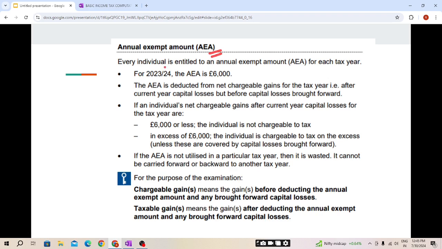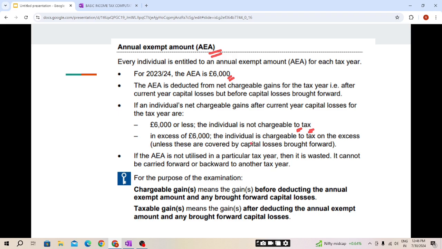Annual exempt amount. Every individual is entitled to an annual exempt amount for each tax year. For 23-24, the annual exempt amount is £6,000. The AEA is deducted from net chargeable gains for the tax year, that is, after current year capital loss but before capital loss brought forward. If an individual's net chargeable gains after current year disposals for the tax year are 6,000 or less, the individual is not chargeable to tax. This means if the net chargeable gains are 6,000 or less, there will be no CGT.